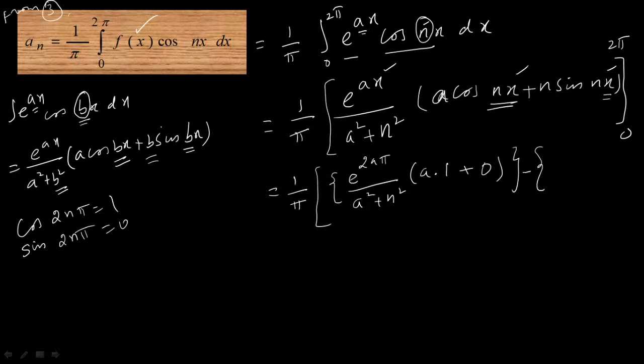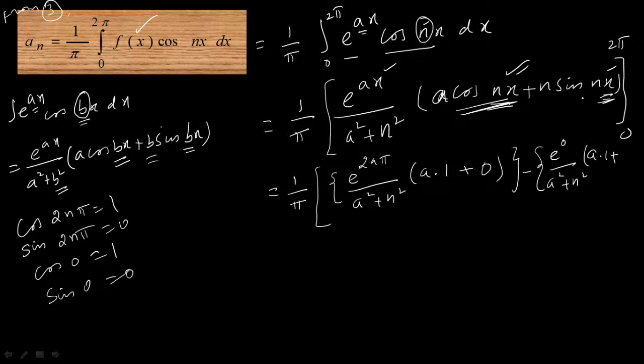Coming to the lower limit, if you replace this x by 0, you have e power 0 divided by a square plus n square of cos 0. If you replace this x by 0, what do you get? Cos 0 value is 1. So this term becomes 1, that is a product 1, plus sin 0 value. Sin 0 value is 0. So if we replace this x by 0, you get sin 0, and sin 0 becomes 0. So the entire term becomes 0.